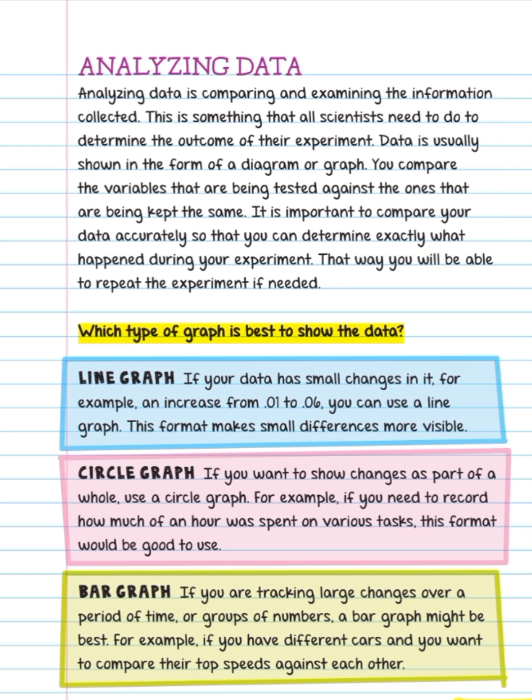Which type of graph is best to show the data? Line graph. If your data has small changes in it, for example, an increase from 0.01 to 0.06, you can use a line graph. This format makes small differences more visible. Circle graph. If you want to show changes as part of a whole, use a circle graph. For example, if you need to record how much of an hour was spent on various tasks, this format would be good to use. Bar graph. If you are tracking large changes over a period of time, or groups of numbers, a bar graph might be best. For example, if you have different cars and you want to compare their top speeds against each other.